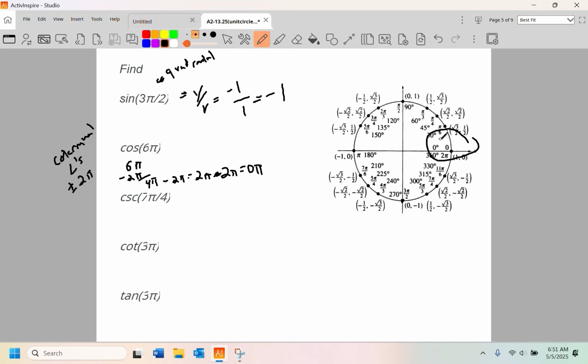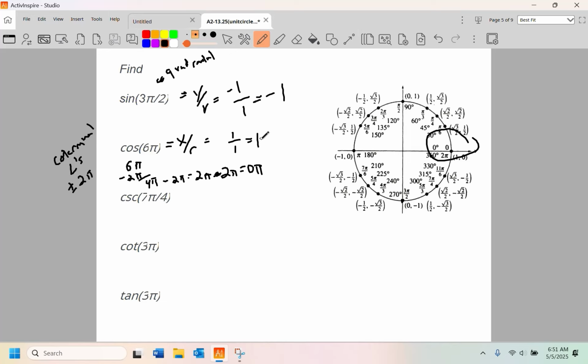So here's where I am. I'm right there. And again, cosine is x over the radius. It is a unit circle, so the radius is 1, and the x value there is 1. We've already done this on the previous slide, but it ends up being 1.